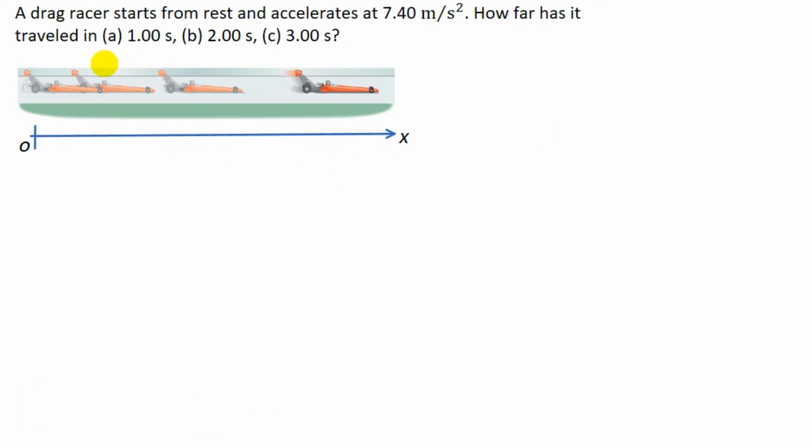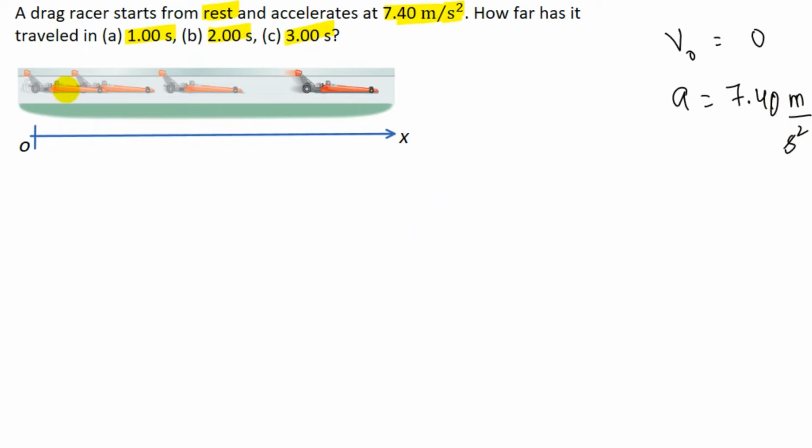Now here we are given that a drag racer starts from rest and accelerates at 7.40 meters per second squared. Now we have to calculate how far it has traveled in 1 second, 2 seconds and in 3 seconds. So here we see that the drag racer starts from rest. That means its initial velocity v0 should be equal to 0, and it accelerates at 7.4 meters per second squared. This is the acceleration which is constant throughout the motion.